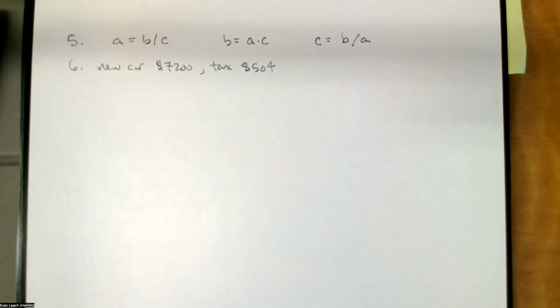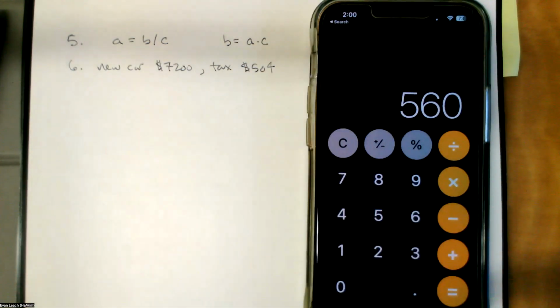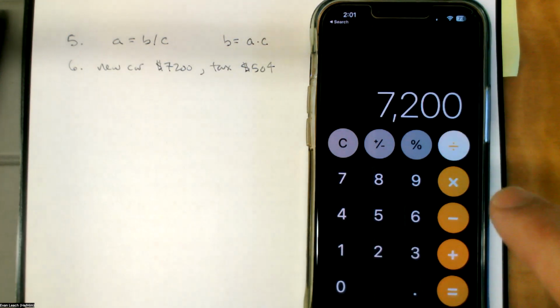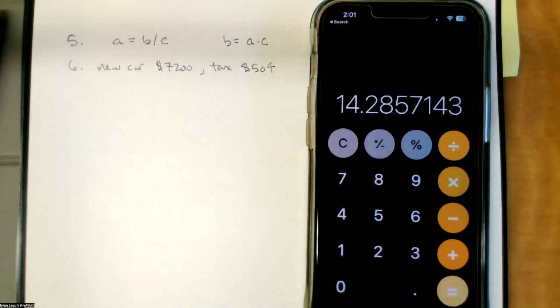Let's try that. We figure we're going to divide, right? So let me get a calculator. So if we do 7,200 divided by 504, does it look like the tax rate is 14.28?